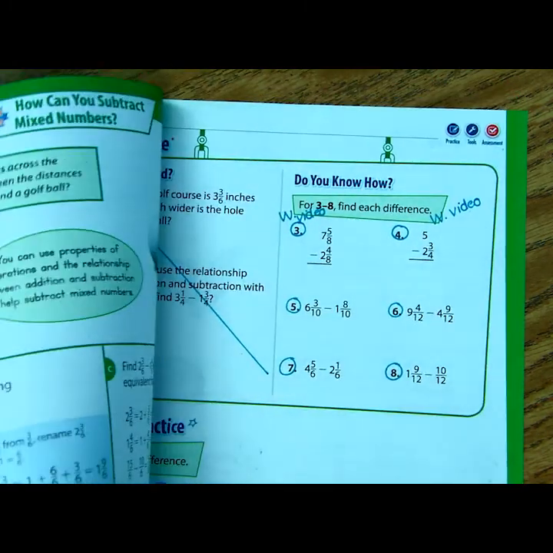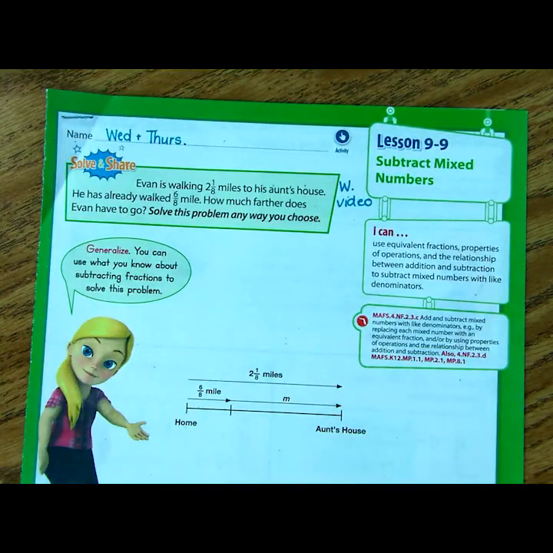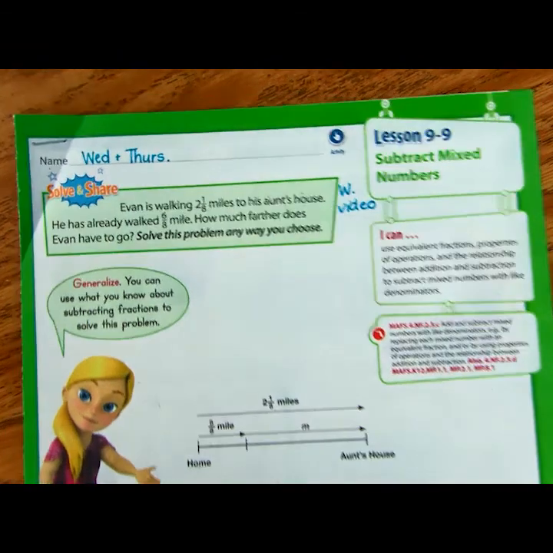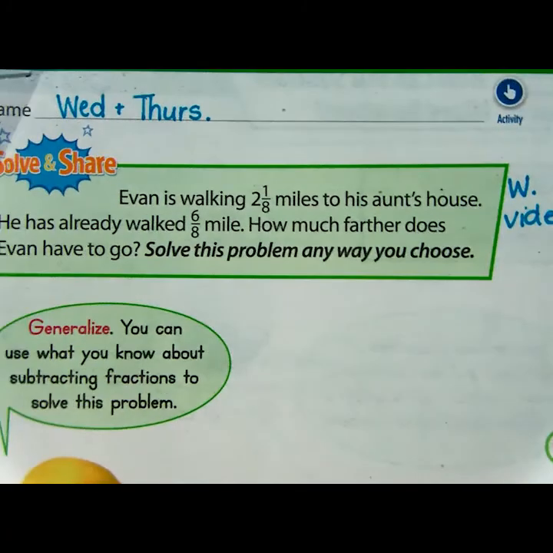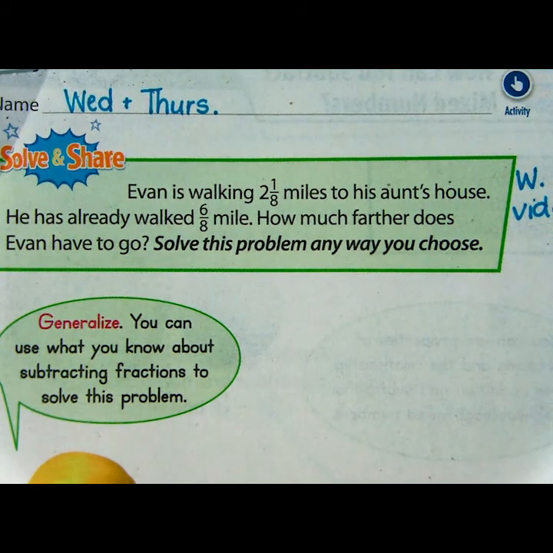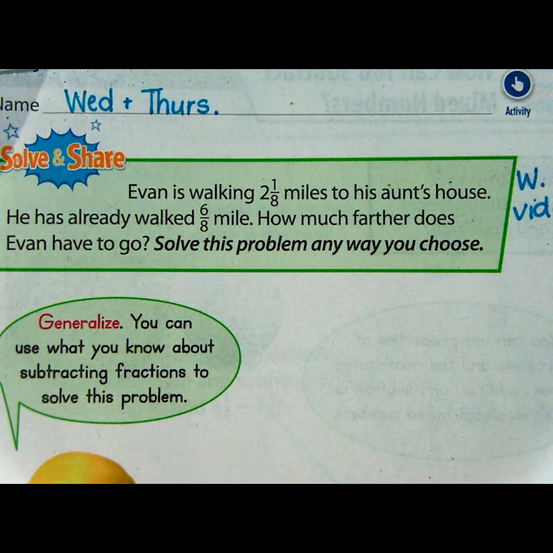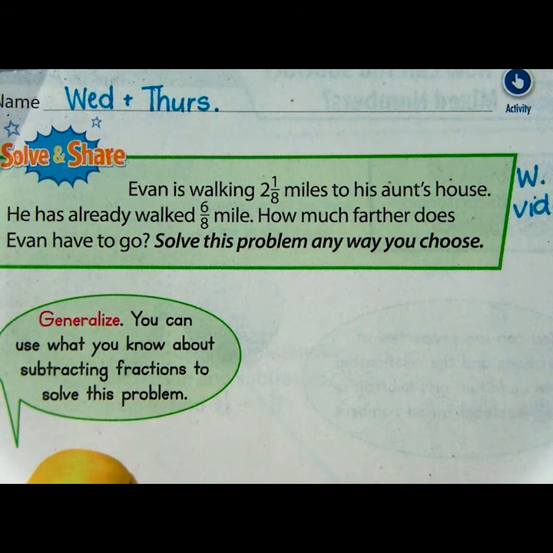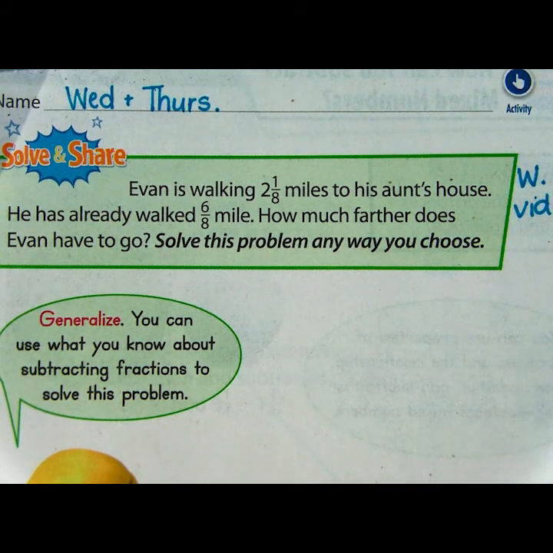So mine's a little messy, but we're going to go through, following along. We're on page 365. So let's look at the first example here. Evan is walking 2 1/8 miles to his aunt's house. He has already walked 6/8 of a mile. How much farther does Evan have to go?